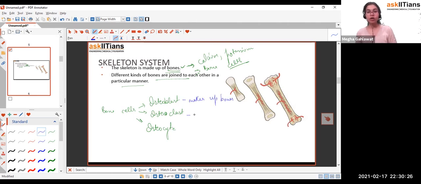Okay, now osteoblast is the one which makes up bones. Osteoclast is the one which eats or destroys bones. And osteocyte is the one which maintains the bones.